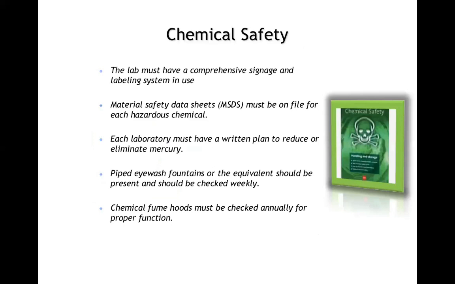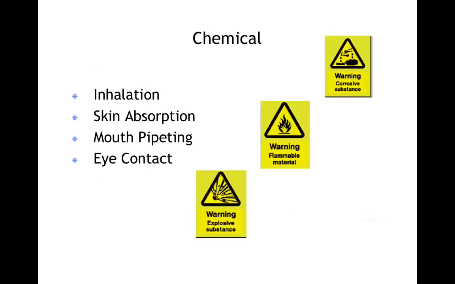Chemical safety is very important. Laboratory shall have a comprehensive signage and labeling system. In this particular cabinet, you are keeping these chemicals. You maintain a material safety data sheet for each hazardous chemical. And laboratory shall have a written plan to reduce or eliminate mercury. You shall have an eyewash. Chemical fume hoods must be checked annually to see if they are working properly.